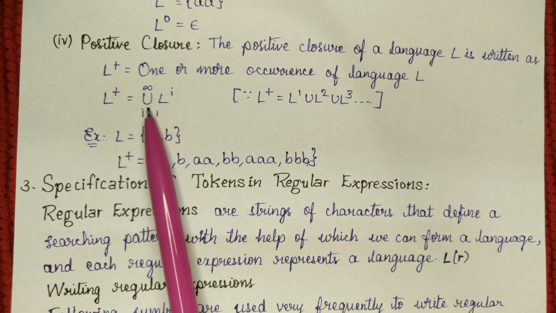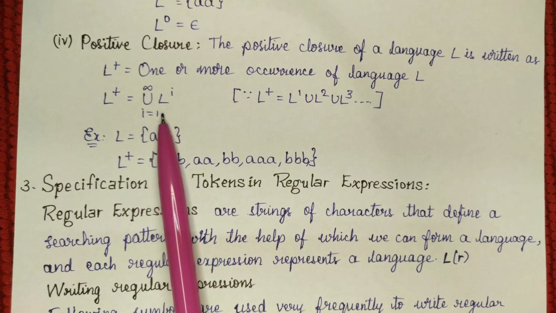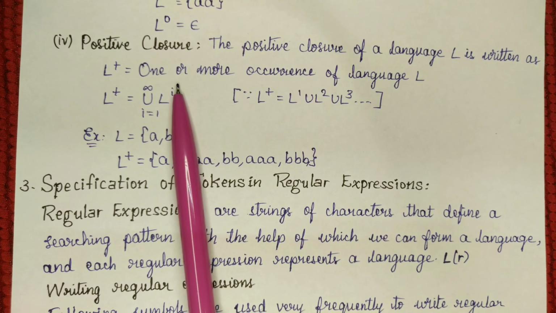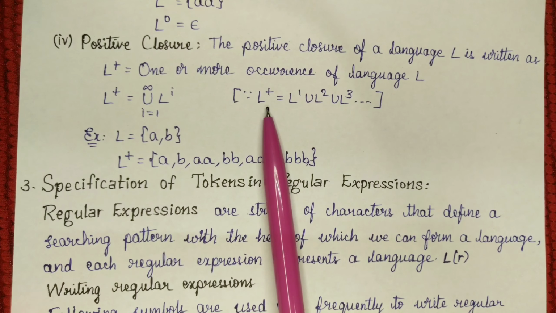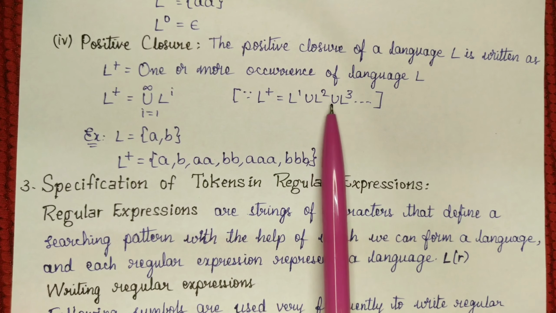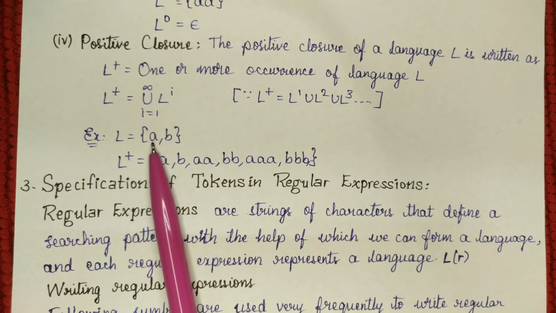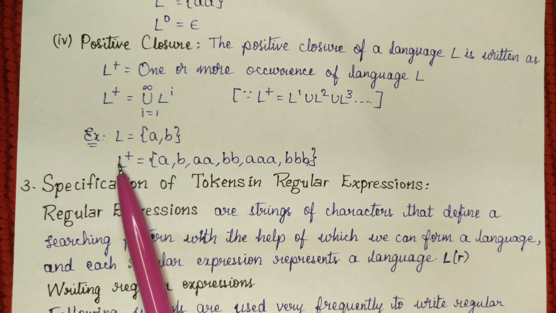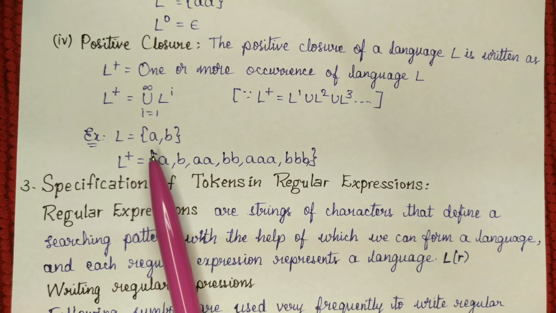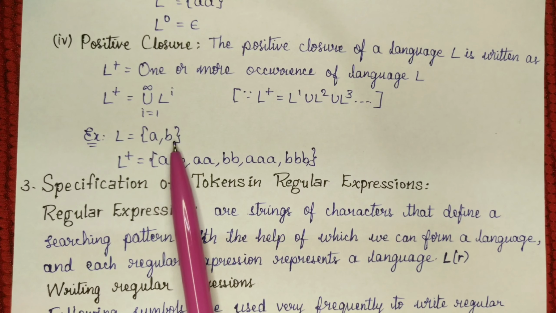So L plus is equal to the union of i running from 1 to infinity, L to the power of i. That means L plus can be L to the power of 1 union L to the power of 2 union L to the power of 3 and so on. Let's consider an example. L is equal to {a, b}. Then the positive closure L plus is equal to {a, b, aa, bb, ...}. Like that, a and b can be written any number of times.